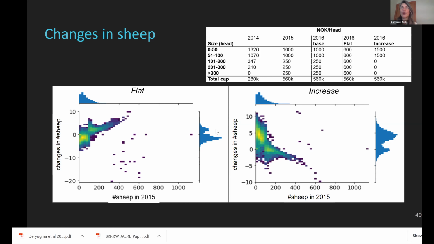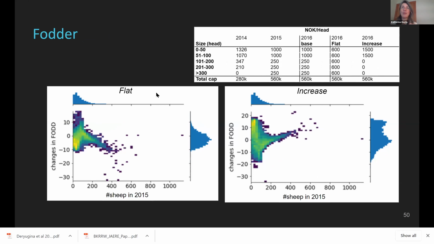What's, I think, cooler is that when we look at pasture, right? So this is fodder production. So this is how fodder production would change given this change in sheep subsidy. We also see some kind of logical responses. And we're not forcing a relationship. We're not embedding any kind of relationship between fodder and sheep other than what is seen in the actual training data itself.